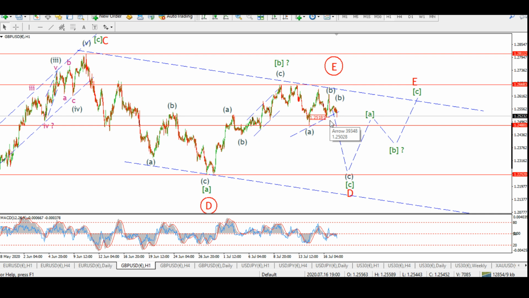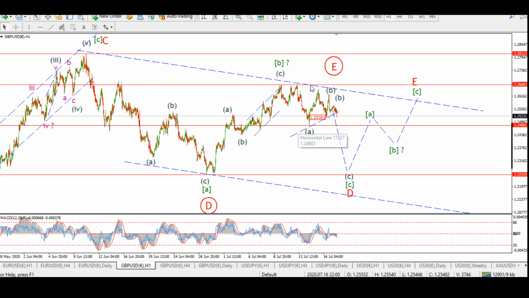So if we are breaking into wave C, well, then we should break that wave A low. So that'll be 124.80. We should slice through that today. So let's see if that happens. And if we can form 3 waves down, that would give us a triple combination wave D, and then we work on wave E late next week.